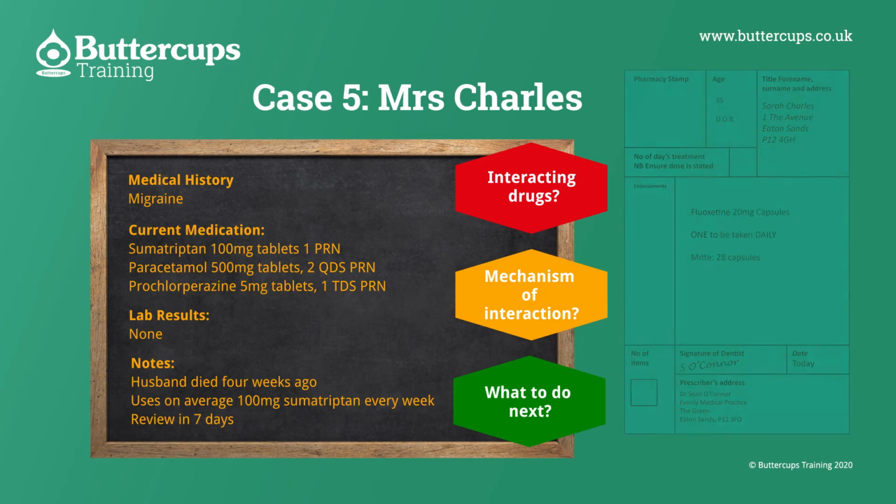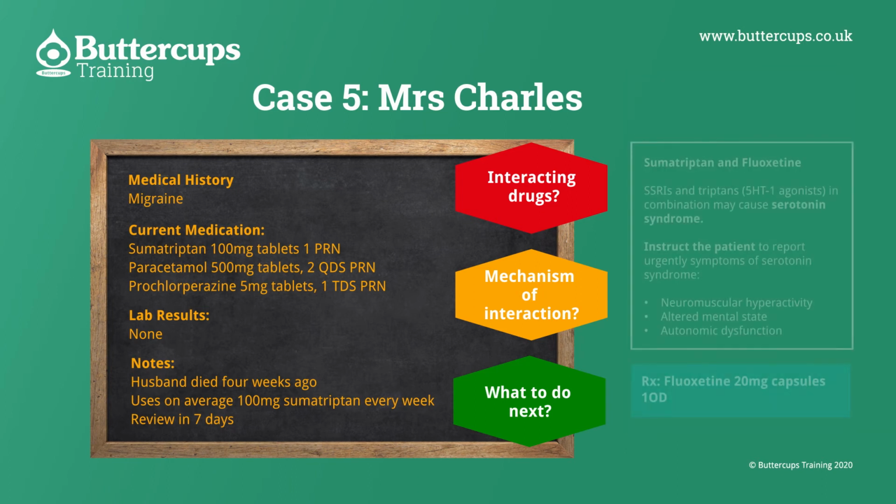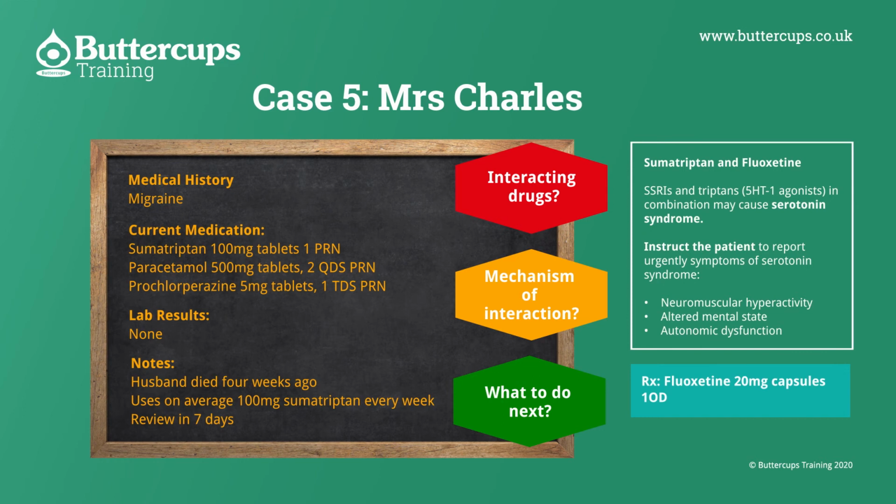So how did you do? The interaction you should have spotted is between sumatriptan and fluoxetine. Triptans and SSRI antidepressants are both linked to an uncommon adverse drug reaction known as serotonin syndrome. The syndrome can be life-threatening and is related to combinations of serotonergic drugs. However, the severest cases usually include combinations containing a monoamine oxidase inhibitor.